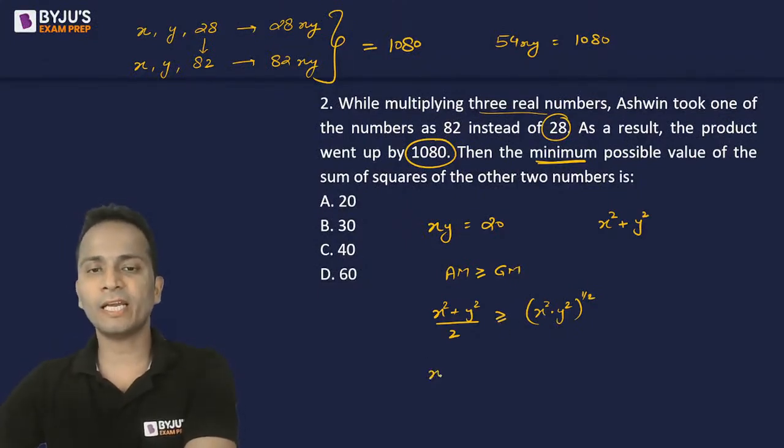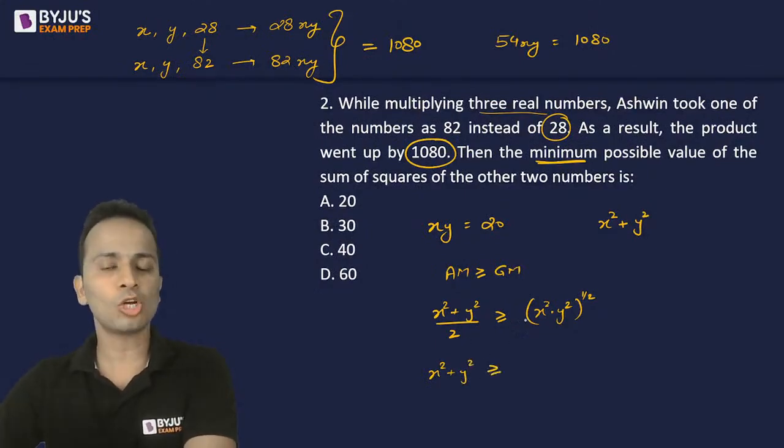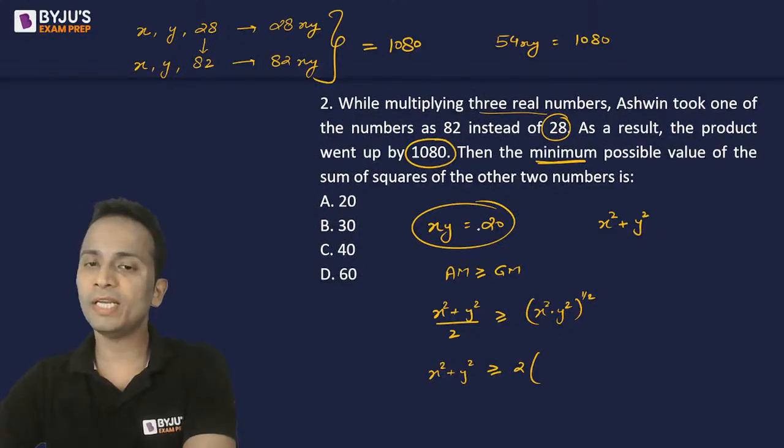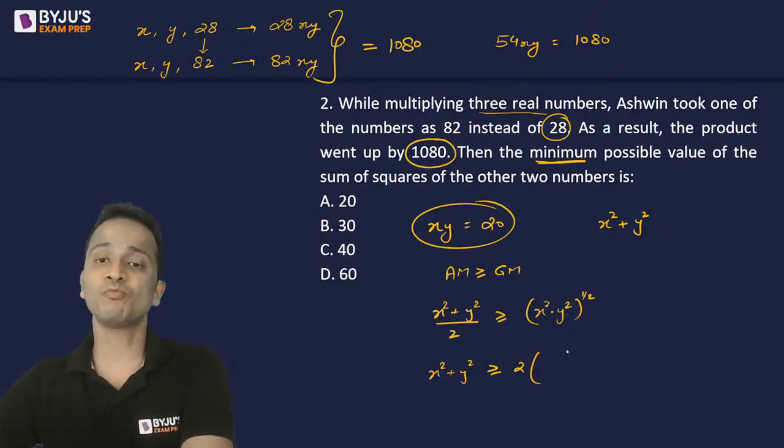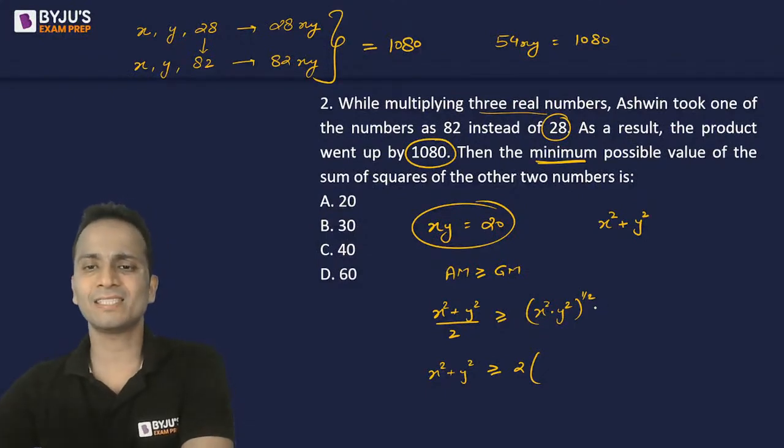So I can say that x square plus y square, the required expression, will always be greater than or equal to, cross multiply, twice of x square into y square. Now x into y is 20. So x square into y square will be equal to, or I can directly write this as, xy, right?